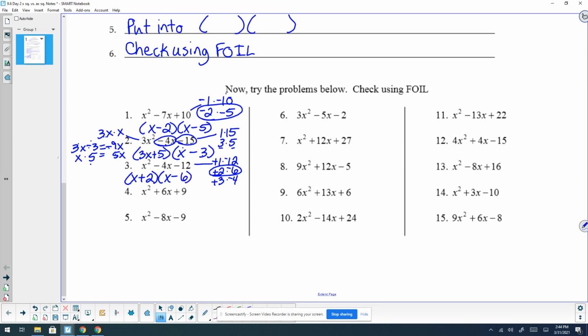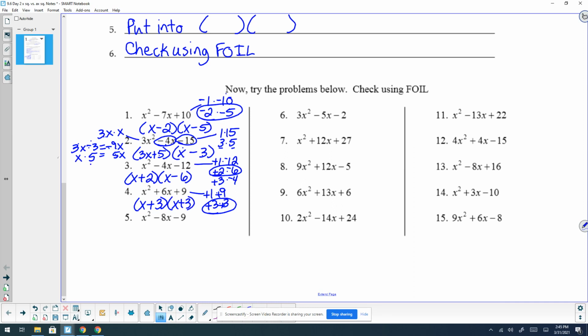Okay? On to example 4. 1 times 9, 3 times 3. The sign of my middle term is positive, so my larger numbers are positive. They need to multiply to a positive, so my smaller numbers need to be positive. What will get me to 6x? It's going to be this positive 3 and positive 3. So x plus 3 times x plus 3.